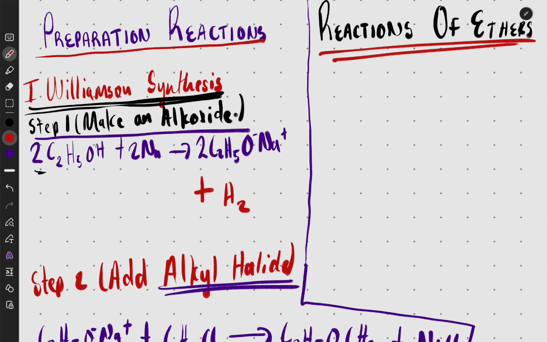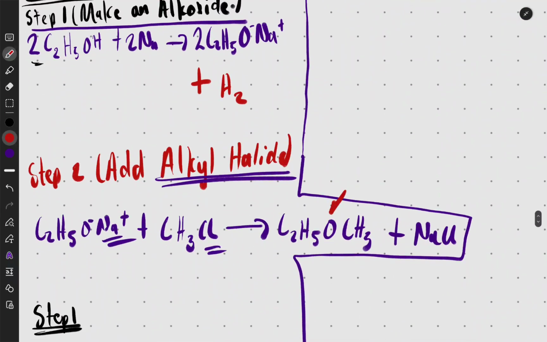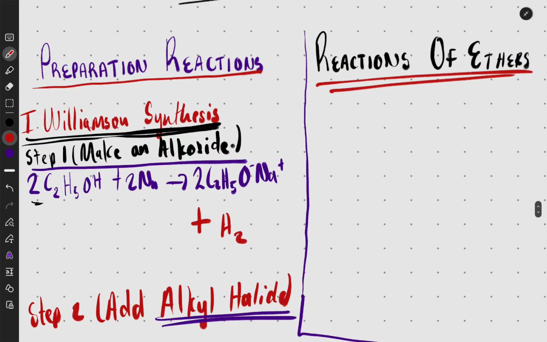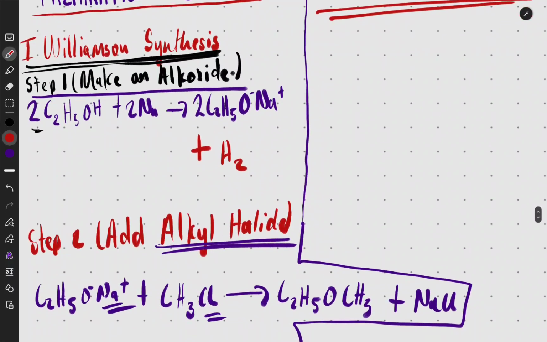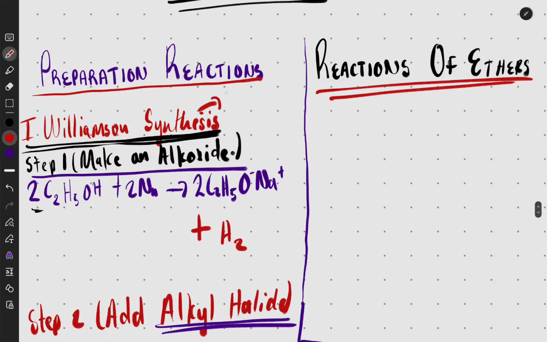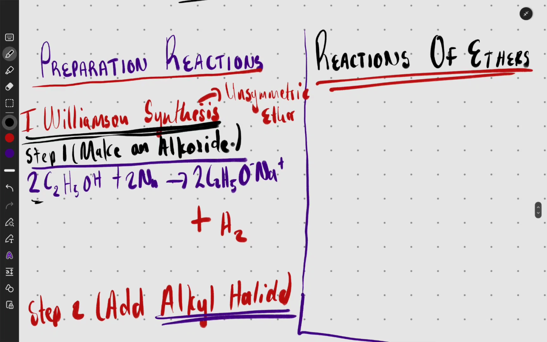Now, in the reactions of ethers, the reactions that ethers do themselves, in here we were preparing or making ethers. Now we are seeing how they react, they themselves. Remember that when you do Williamson synthesis, you make an unsymmetric ether. When you do the other one, you make a symmetric ether. Don't forget that. I know you won't. Now let's talk about reactions of ethers themselves.